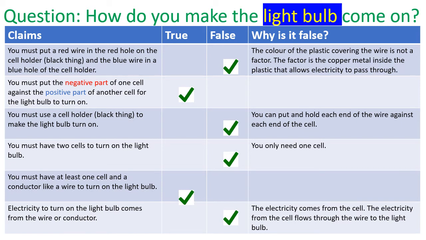Next, you must have at least 1 cell and a conductor like a wire to turn on the light bulb. That's true. And last, electricity to turn on the light bulb comes from the wire or conductor. That's false. Electricity comes from the cell. The electricity from the cell flows through the wire to the light bulb.